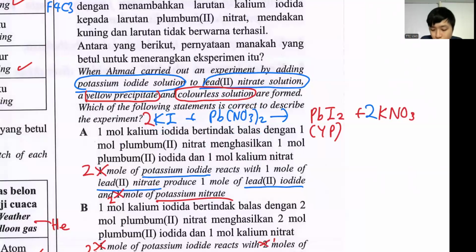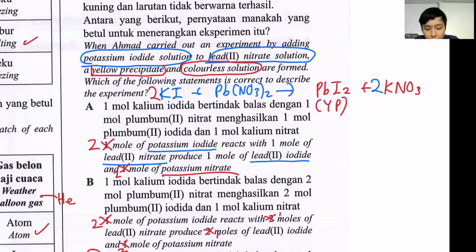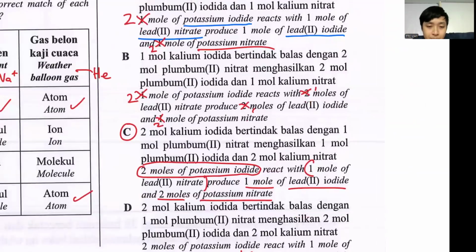Then you balance because the I got 2 at the right. So KI times 2. Then you got 2K at the left, sorry, KNO3 times 2. After balancing, you just find which one got 2, which one is 1. Just read through everything. Then you can get the answer. Yeah, the correct answer is C.